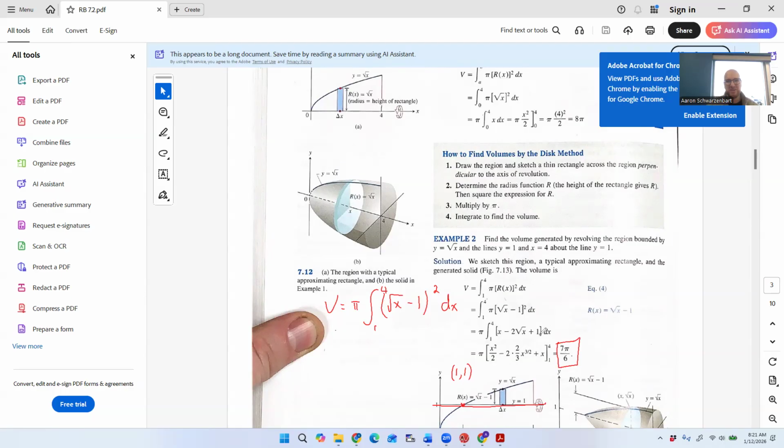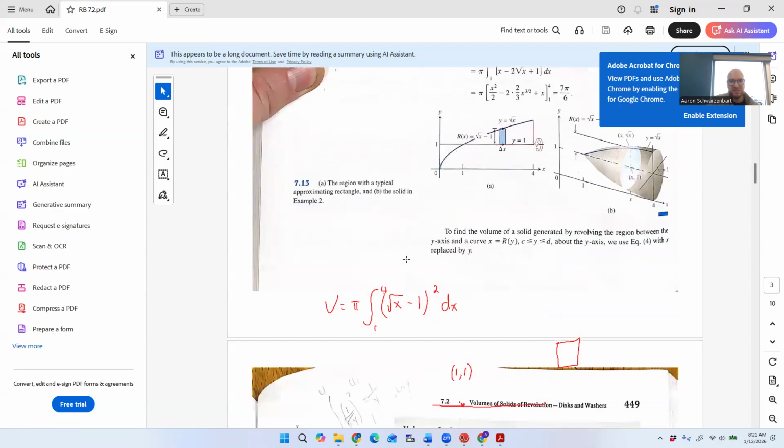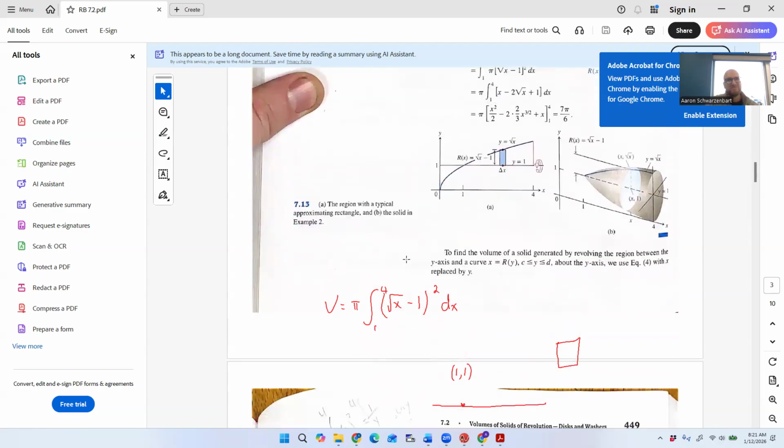And we get a volume of 7 pi over 6. We can see our figure looks like that. That makes sense.